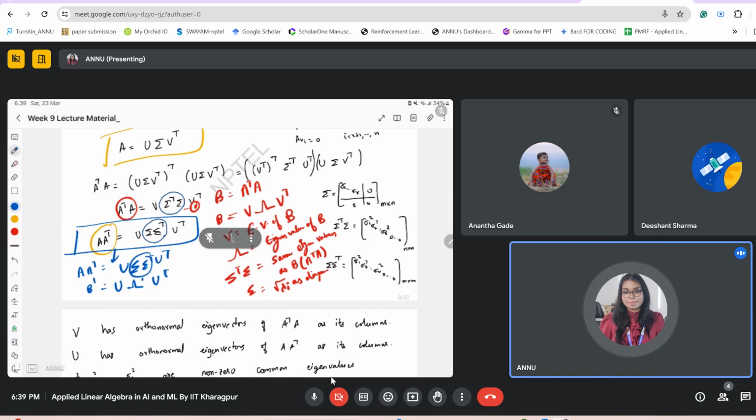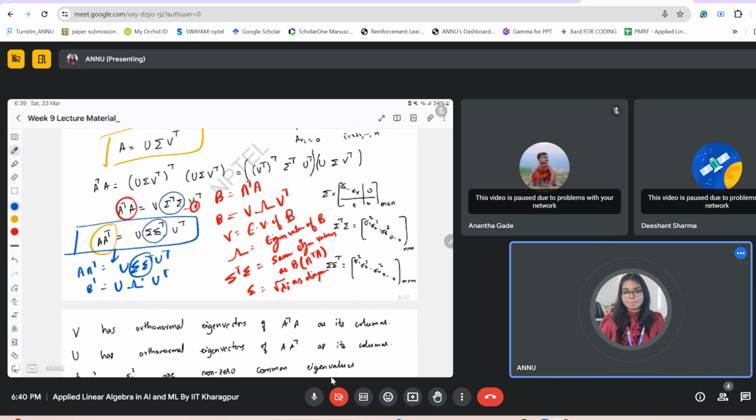So I told you that U will have the eigenvectors of A A transpose, and V the eigenvectors of A transpose A. Lambda dash and capital lambda will have the eigenvalues of sigma transpose sigma as well as sigma sigma transpose. So this is the basis of everything, and why it is giving results like this. From here we can derive. This is one of the ways we can derive.